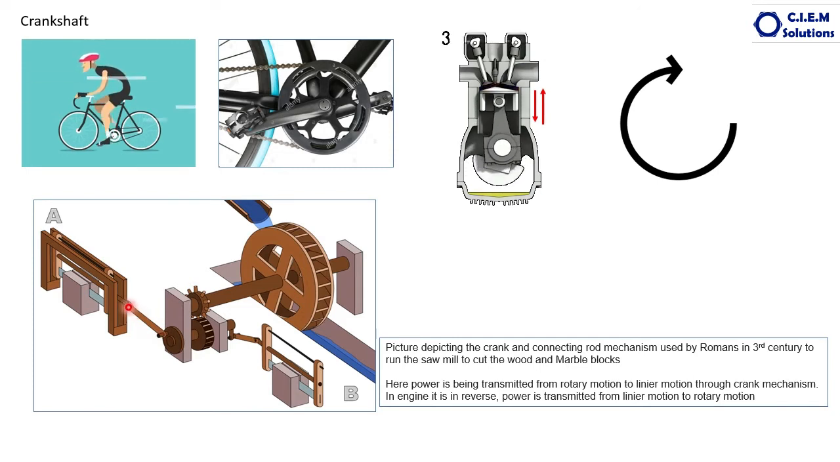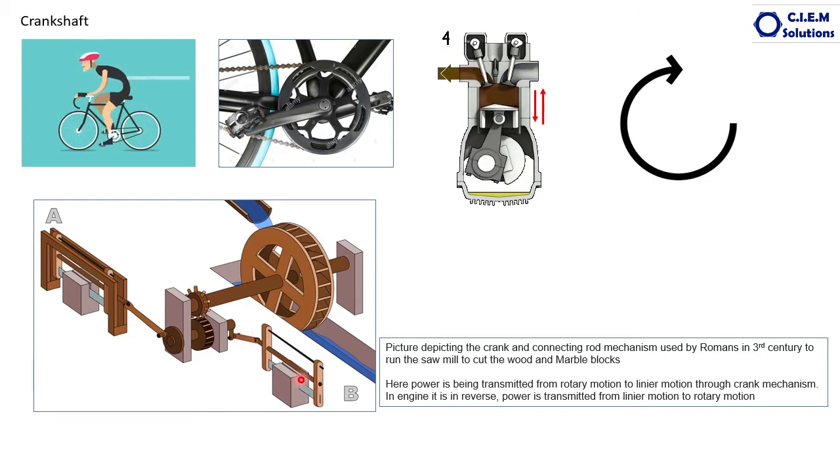When this connecting rod moves in a linear way, the saw attached to the connecting rod also moves, cutting the wooden block. The same happens on this side too. This is the connecting rod, this is the saw frame, this is the saw.